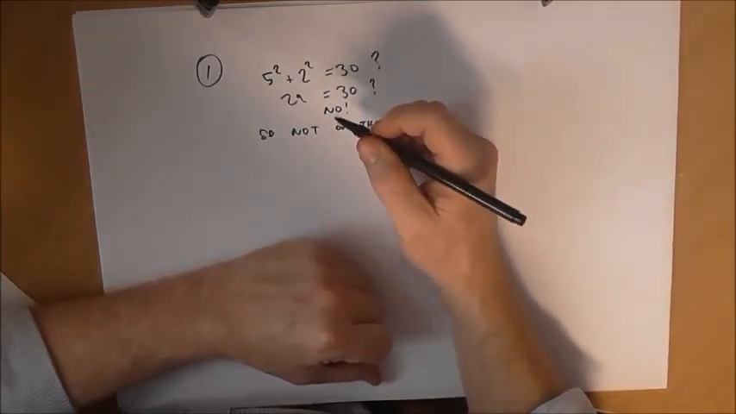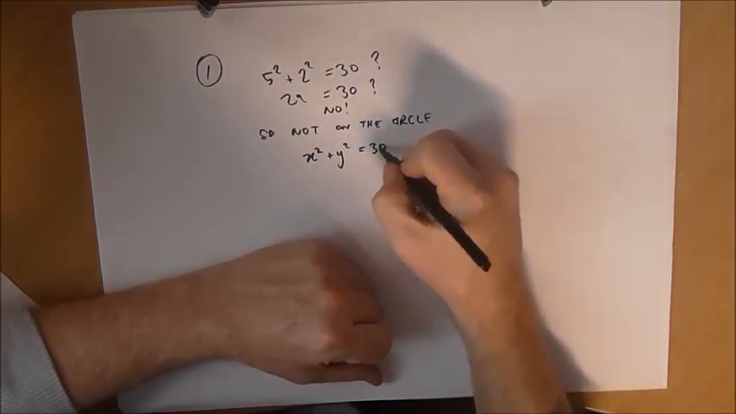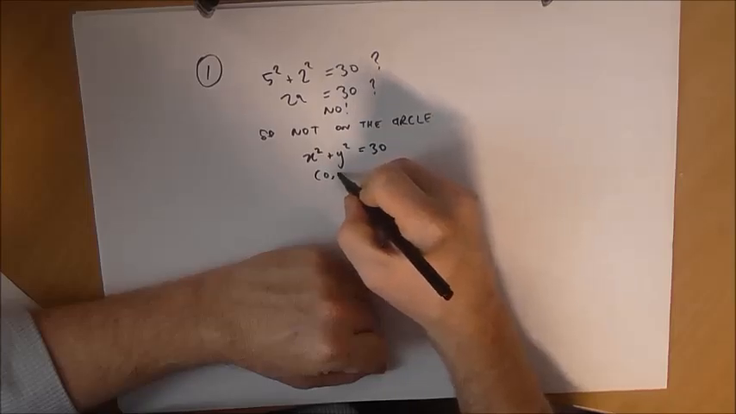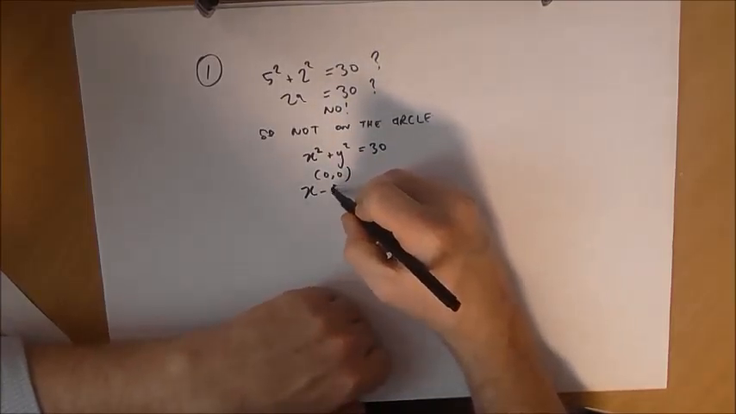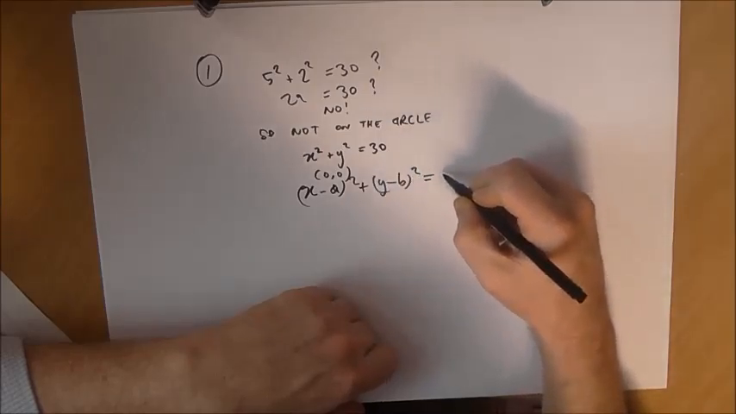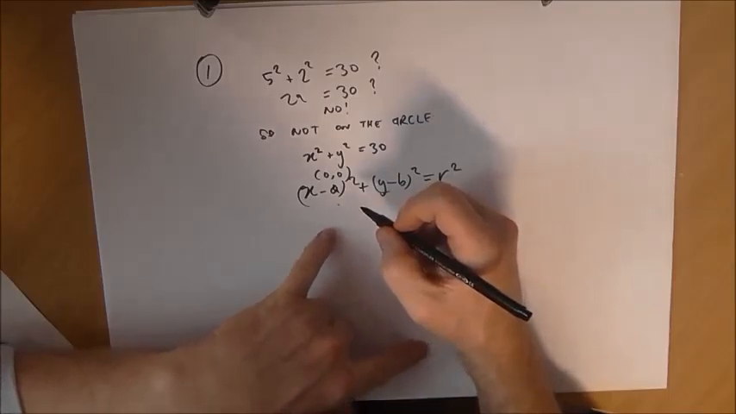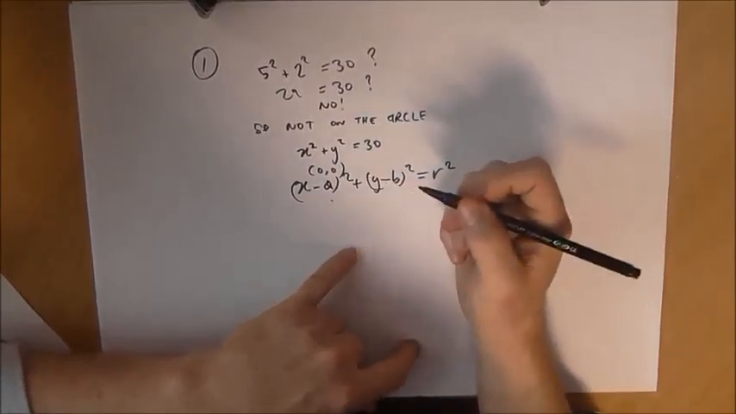Now, to find out if it's inside or outside, I'm going to determine that this circle has center 0, 0. That comes from comparing it to this template. That comparison says that the center, which is a, b, is 0, 0.